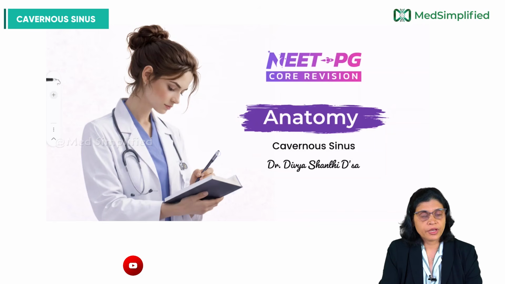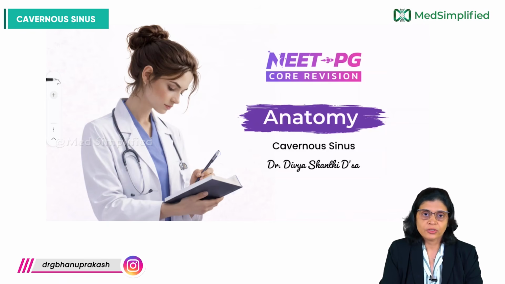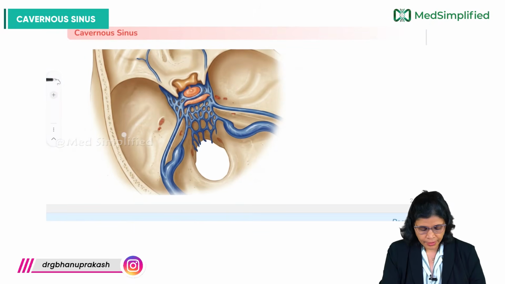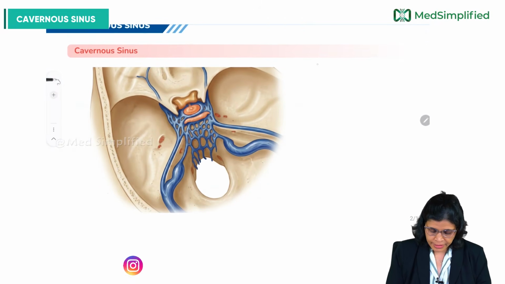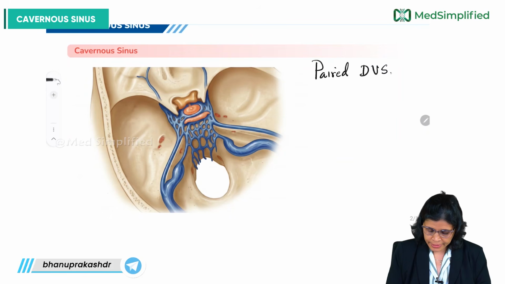In today's session, we are breaking down the cavernous sinus into clear, high-yielding, exam-focused concepts. So let's get started. Now, the cavernous sinus is a paired dural venous sinus, which we see on either side of the body of the sphenoid. This is the cavernous sinus.